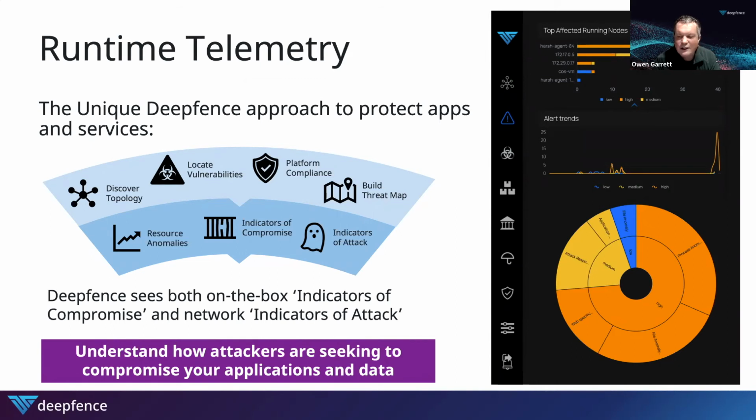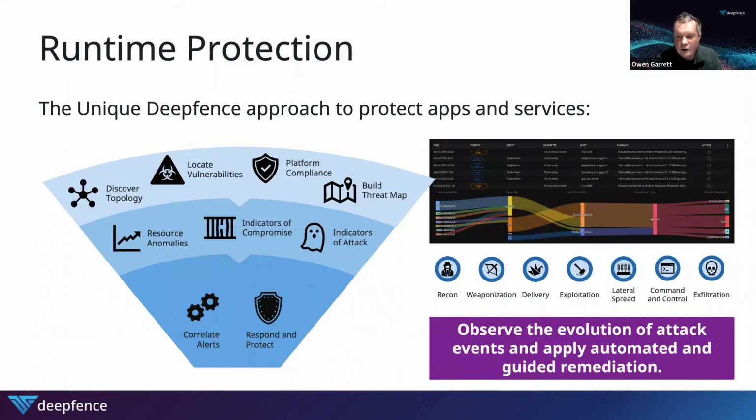Whereas the vulnerability management gives you a static at-the-time report as to where the weaknesses are within your city of applications, the runtime telemetry tells you in real time what is happening within that city. On the box indicators of attack, or indicators of compromise, network indicators of attack, so you can understand how attackers are seeking to compromise your application and data. And we put that information, what's happening on your system, together with the vulnerabilities that we have found and understood, in order to present information around the attacks which we believe are unfolding within your application right now.